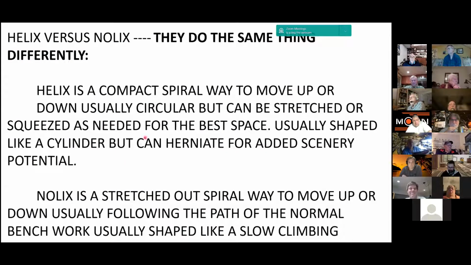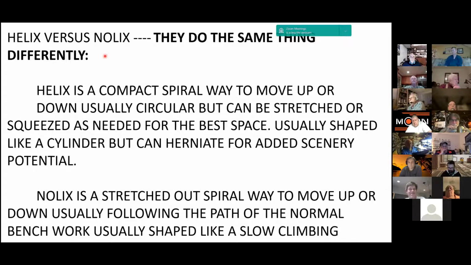Okay, so now we get into the next thing. Helix versus a nolix. Basically they do the same thing, but differently. Their job is to get you from one level to the other. Doesn't matter how you do it, you got to get from the one level to the other.